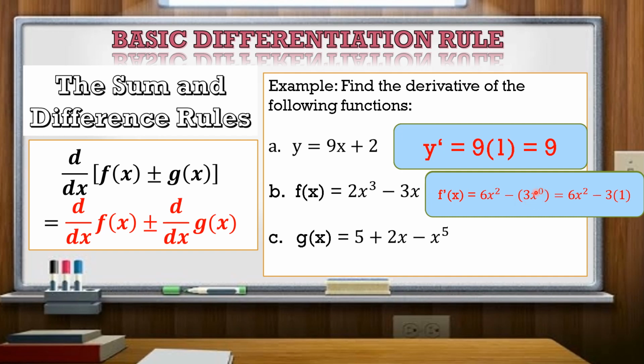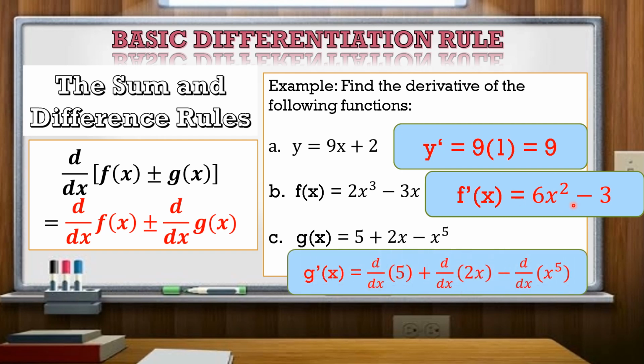Ito magiging 1 na siya. Right? Kaya naging ganito siya. So 3 times 1. Since x raised to 0 is 1. Then simplify further. The derivative of f of x is equal to 6x squared minus 3.